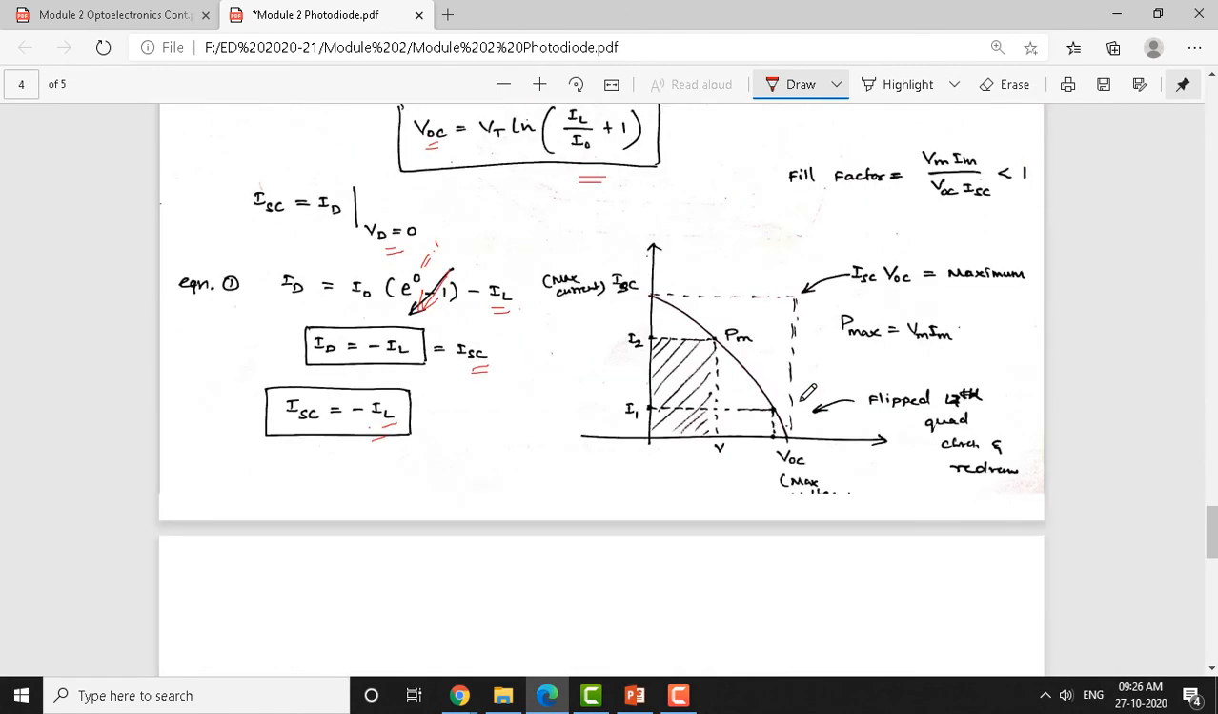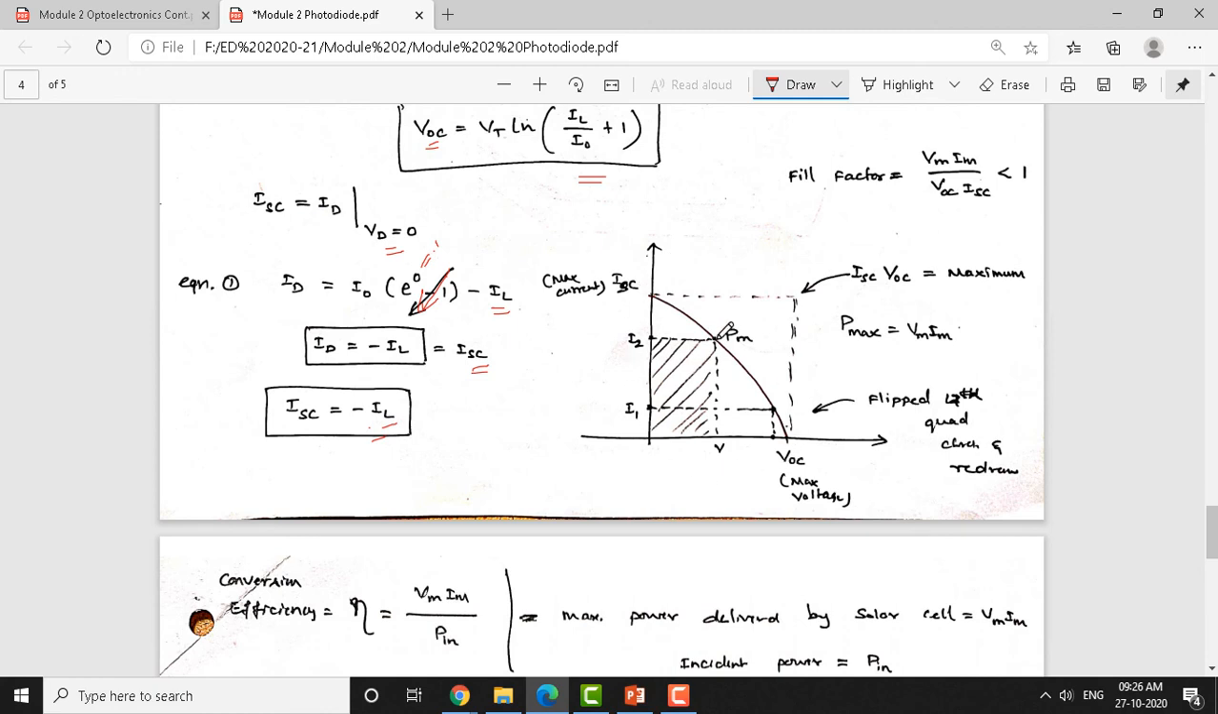If you do that, these are the characteristics you are going to get here. VOC is nothing but the maximum voltage that you are seeing here, and ISC is nothing but the maximum current here. This is the characteristic you get. And if you draw a rectangle out of this point, it will have a coordinate of ISC into VOC.